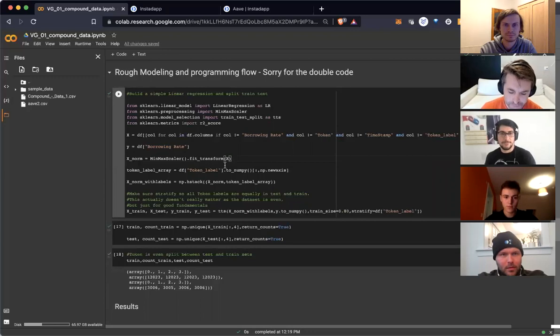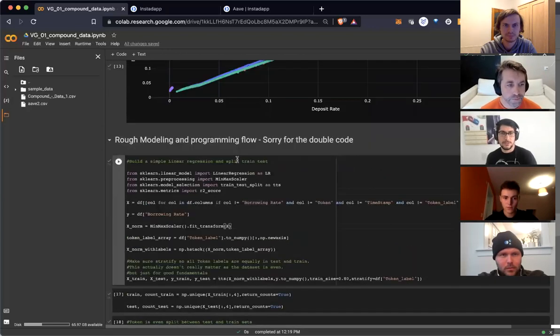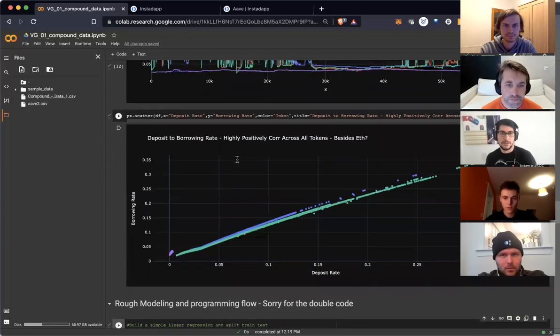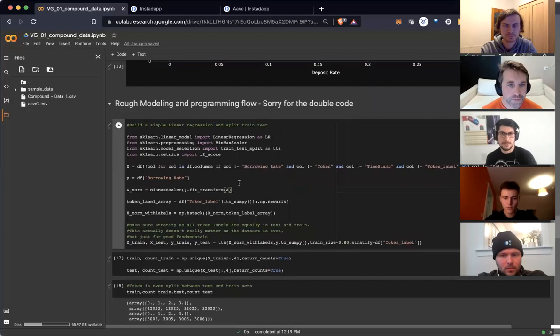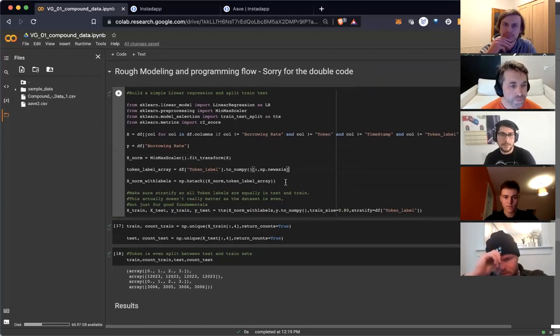So then we're going to fit and transform the X. That was because I think not everything's on the same scale. That could probably be modified. I would have to double check if everything's on the same scale. So that would put everything between 0 and 1.